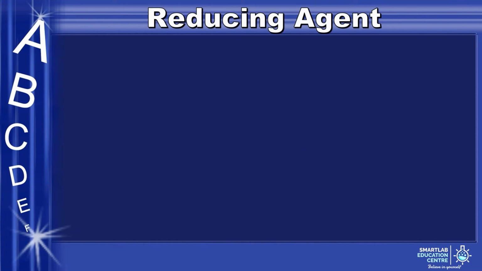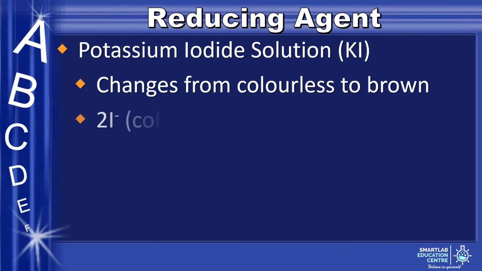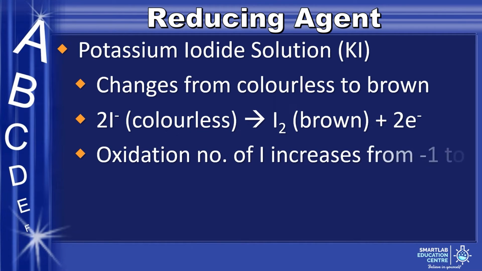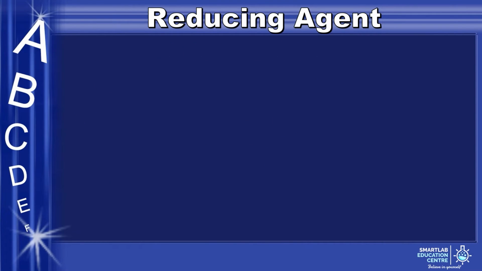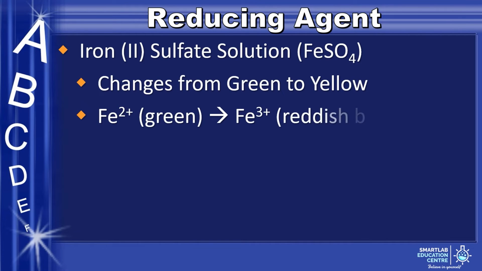An example of a reducing agent is potassium iodide, where it changes from colorless to brown, forming brown iodine from iodide, and the oxidation number of iodine increases from -1 to 0. Finally, another reducing agent is that of iron sulfate, where it changes from green to yellow after being oxidized, forming iron 3+, and the oxidation number of Fe will increase from +2 to +3.